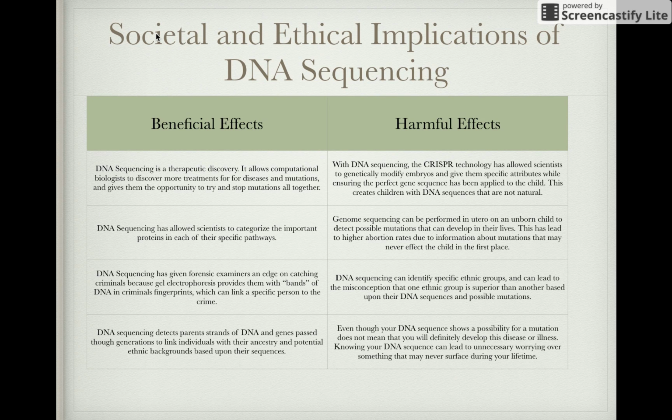Next, DNA sequencing also gives an edge for forensic examiners because it helps them link criminals to the crime by gel electrophoresis, because it can show bands of DNA in criminals' fingerprints so that the fingerprint DNA can be matched to the criminal who committed the crime.